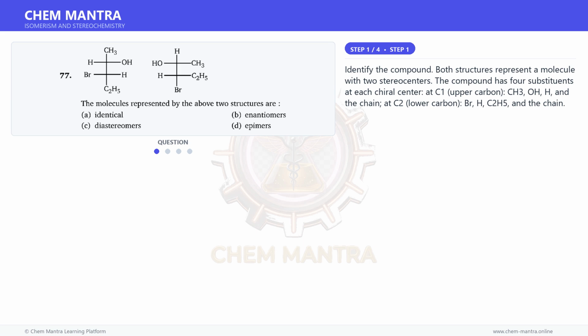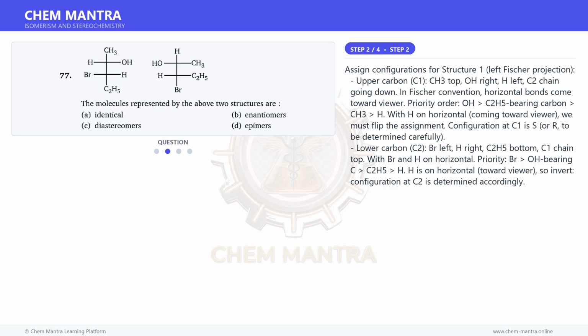The compound has 4 substituents at each chiral center. At C1, upper carbon: CH3, H, and the chain. At C2, lower carbon: Br, H, C2H5, and the chain. Moving on to the next step.